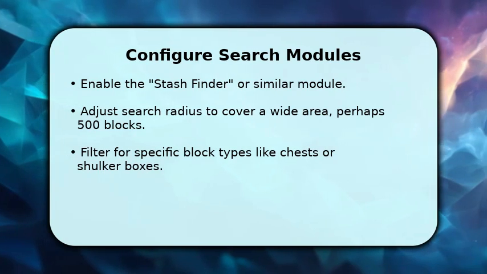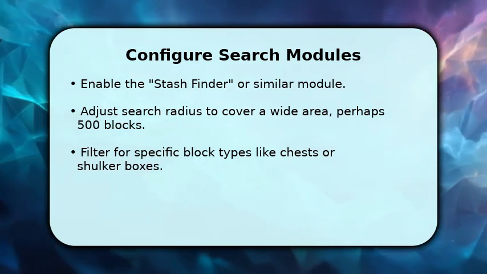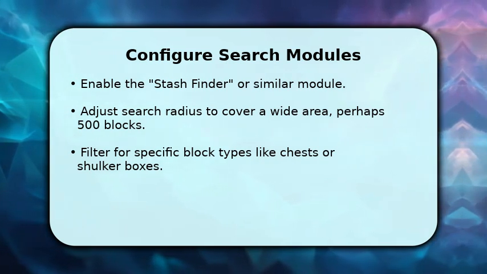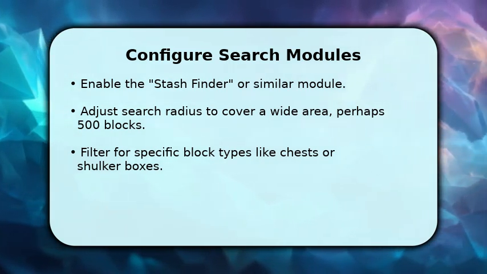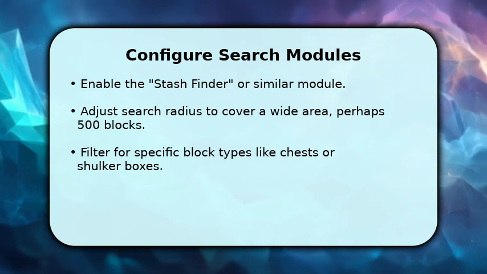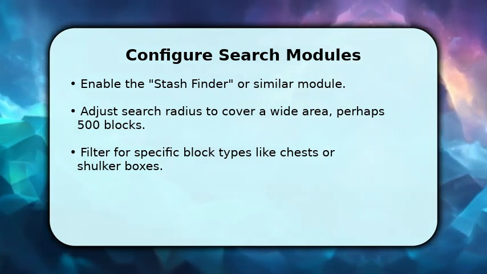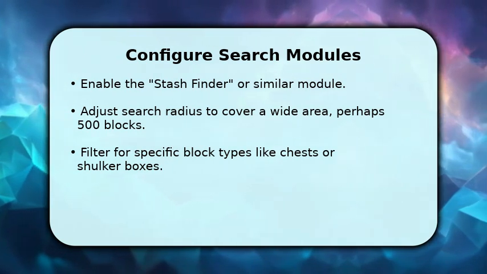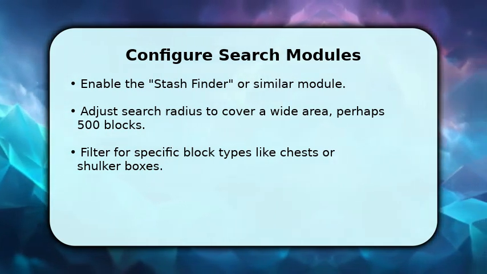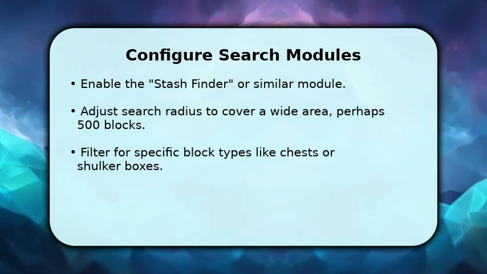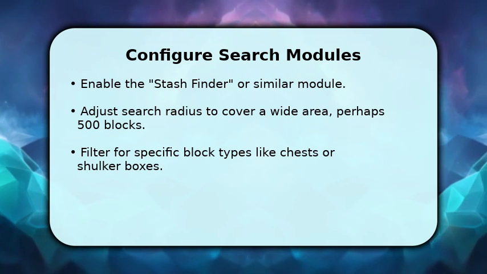Now, let's configure the search modules. Locate and enable the Stash Finder or a similarly named module within Meteor client. Set your search radius to a substantial distance, perhaps several hundred blocks, to maximize your chances. Crucially, filter for common stash containers such as chests, shulker boxes, or even barrels. This ensures the client focuses on relevant items, ignoring less important blocks.